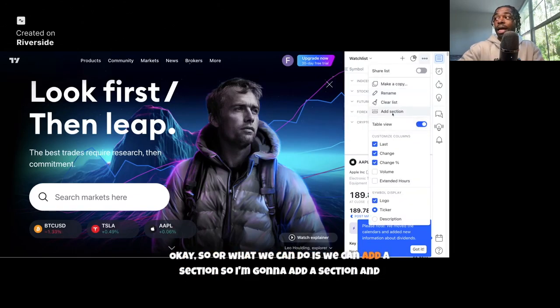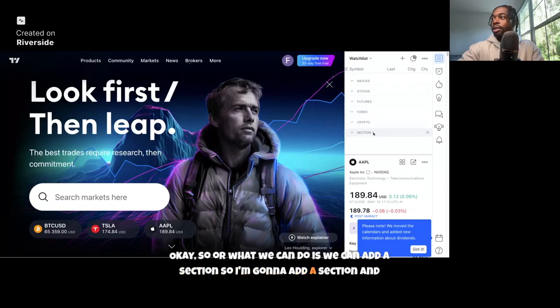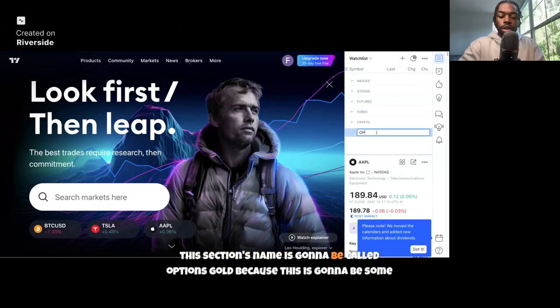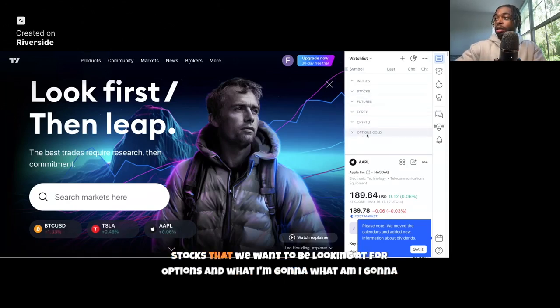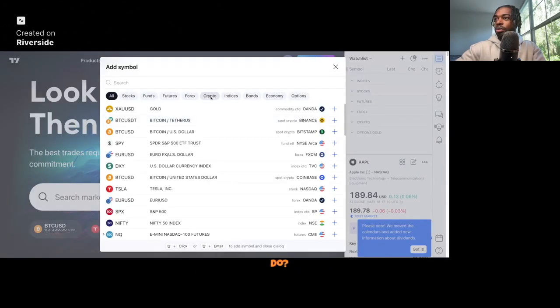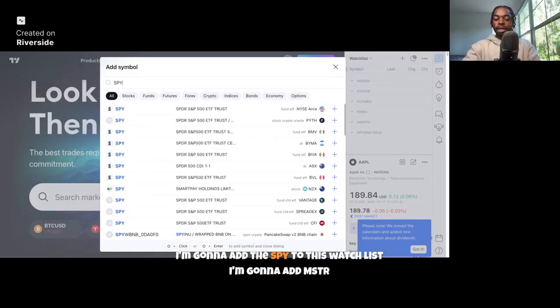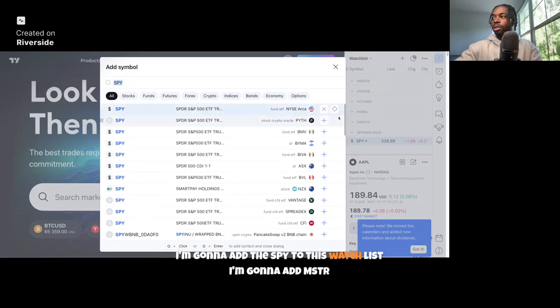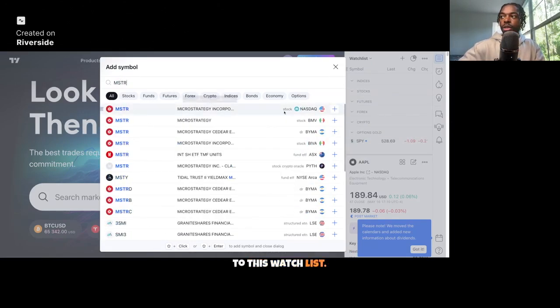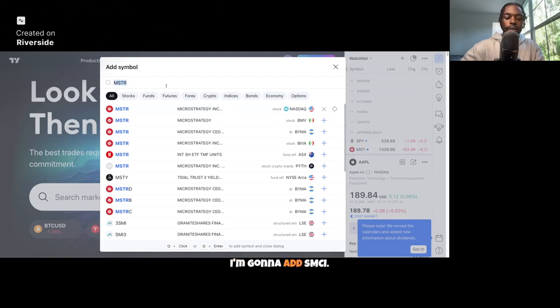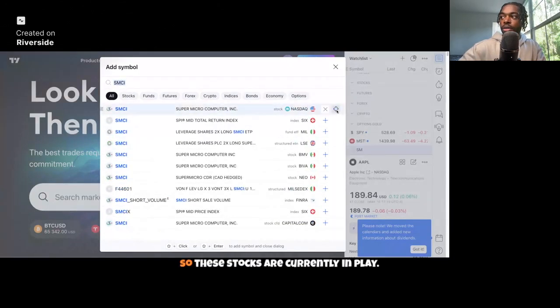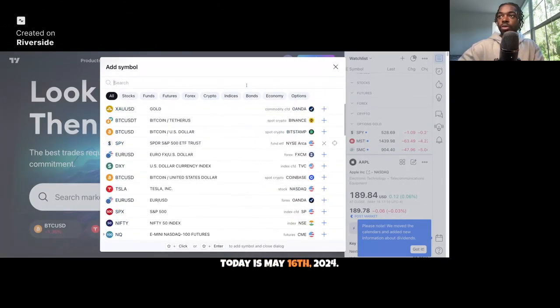What we can do is add a section. I'm going to add a section, and this section's name is going to be called Options Gold, because this is going to be some stocks that we want to be looking at for options. And what am I going to do? I'm going to add the SPY to this watch list. I'm going to add MSTR to this watch list. I'm going to add SMCI. So these stocks are currently in play. Today is May 16th, 2024.